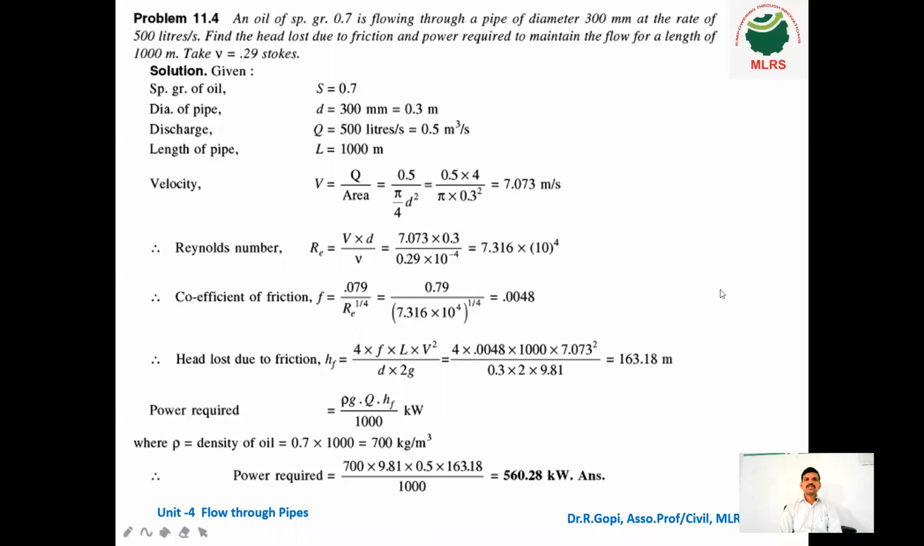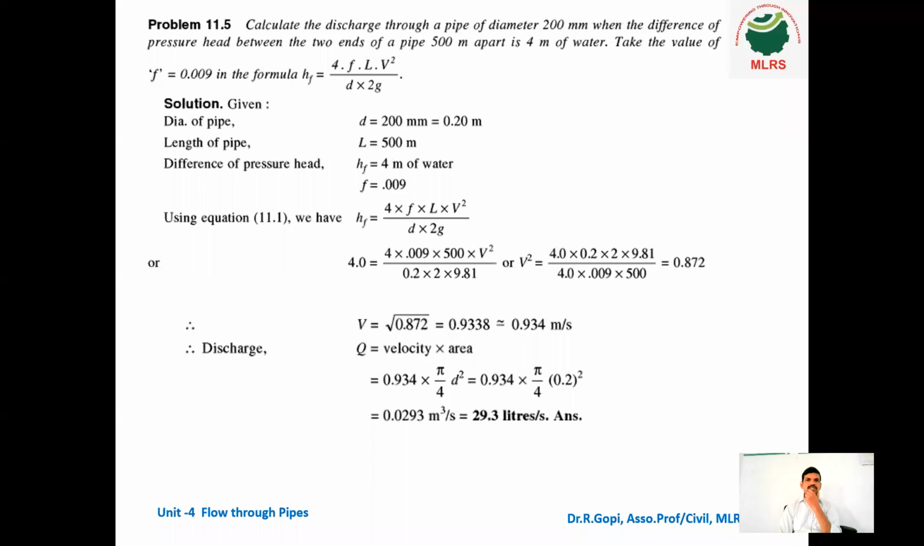Okay, students, now we will move to the next problem. This is the last problem in this class. After this problem, for 5 minutes we will discuss your doubts. Calculate the discharge through a pipe of diameter 200 mm when the difference of pressure head between the two ends of the pipe, 500 meter apart, is 4 meter of water. Take the value of f as 0.009 in the formula HF is equal to 4FLV square divided by 2GD.